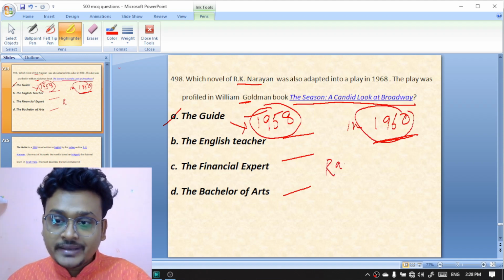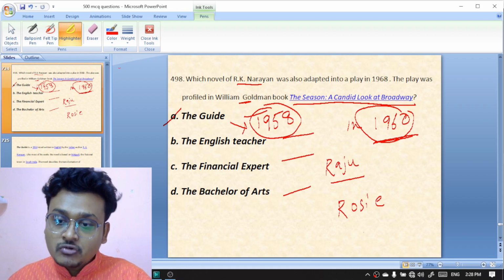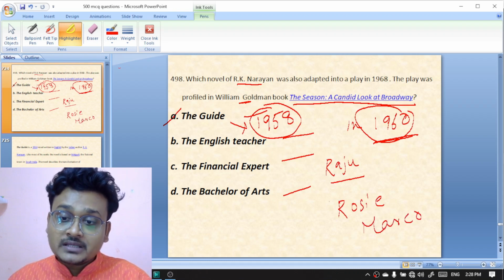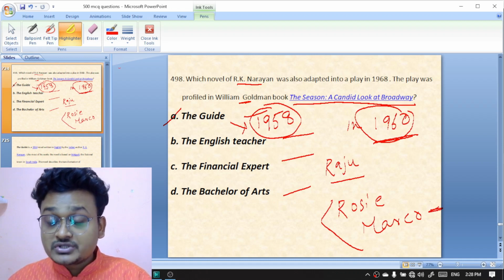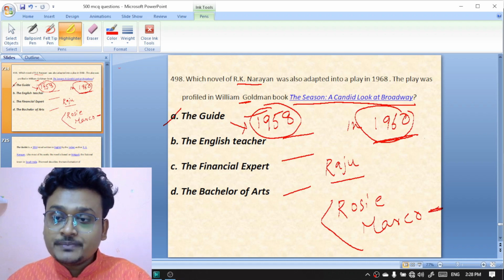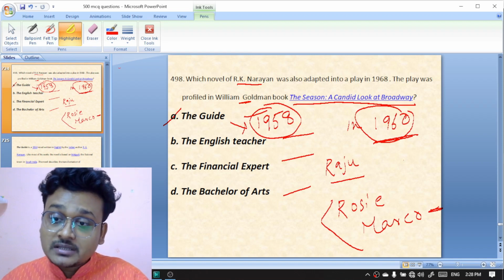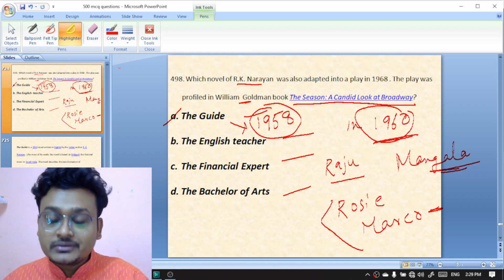Raju is the main protagonist, and the characters Rosie and Marco also appear in that novel. They are husband and wife. Marco is the husband who is doing research, and Rosie is the girl. The village Mangala appears, and the setting is Malgudi.